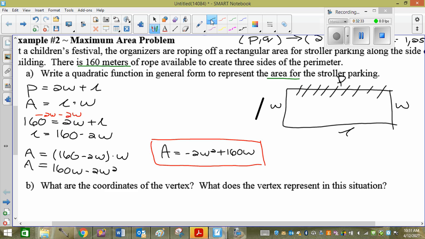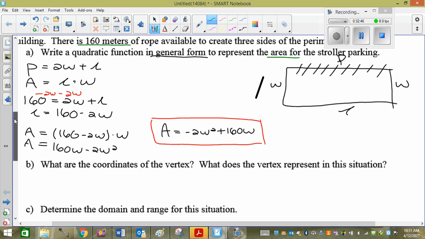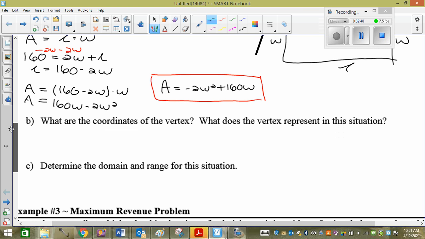And yet again, the only thing we're missing is that constant term, but because of the way these problems are, you're not going to have that constant term at the end. But this is what our general form is that represents that area. In the next one, we have a very similar solution here. It says, what are the coordinates of the vertex? So what do we have to do in this case?